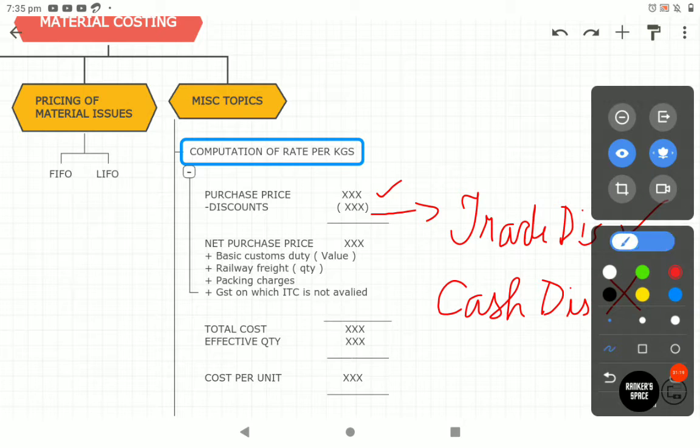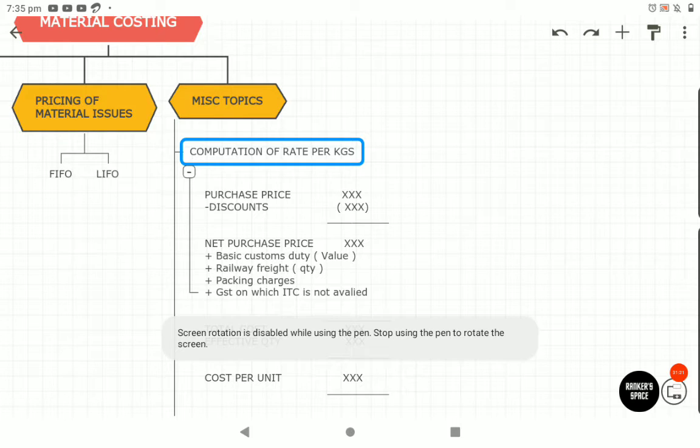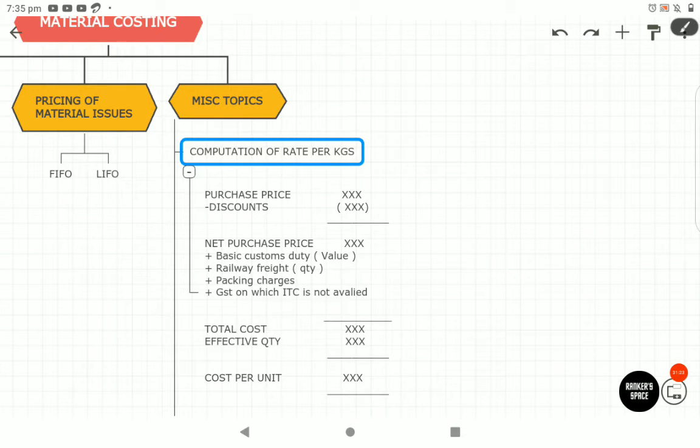Then the next thing that we were seeing is about the net purchase price. So what do you mean by net? So after subtracting the discounts, you will get the net purchase price, right? So from the net purchase price, you have to add certain expenses. Say for example, you're ordering today on Amazon. Just like that, you give money. That is the ultimate money that you pay for the product.